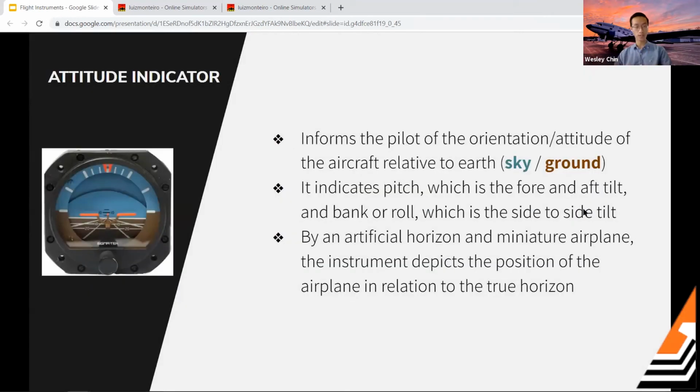All right, so let's get into the instruments themselves. The attitude indicator, we'll talk about that one first. This informs the pilot of the orientation or attitude of the aircraft relative to the Earth. In other words, the artificial horizon, right? This is the sky, and you've got the ground over there. It indicates pitch, which is the fore and aft tilt of the instrument. And you've got bank or roll, which is the side-to-side tilt. And let's see here, we've got an artificial horizon bar in the middle, that white bar, and you've got a miniature airplane. By those 2 components, we can depict the position of the airplane in relation to your true horizon.